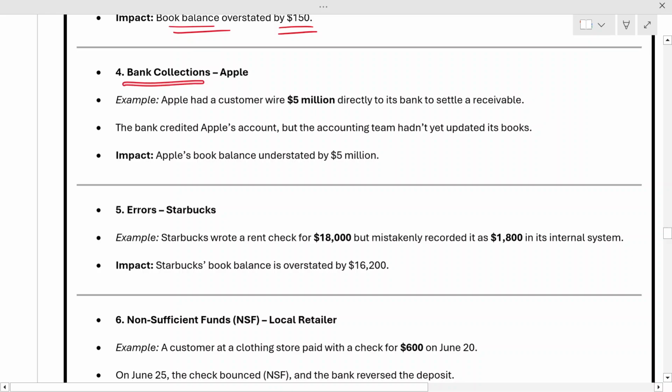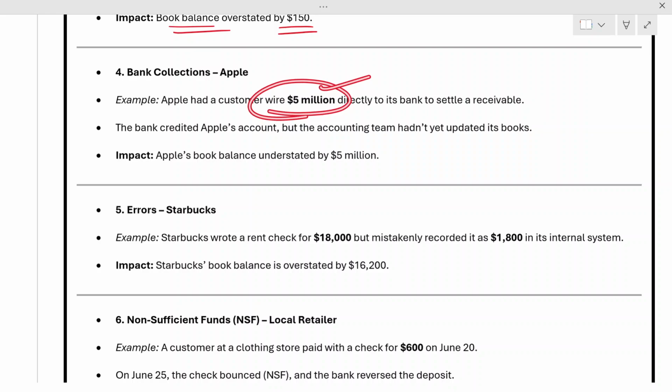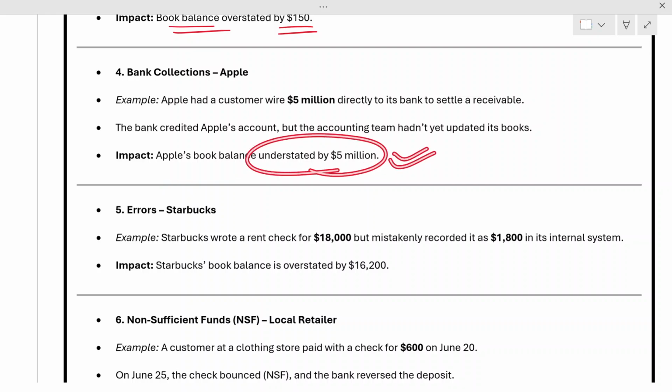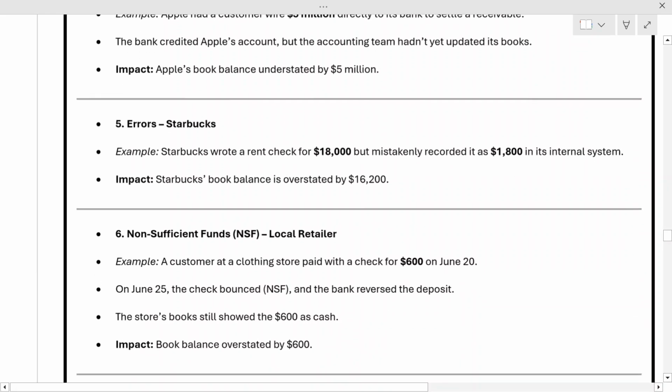Let's take the bank collection cases. So Apple has a customer wire $5 million directly to its bank to settle a receivable. Now this customer has directly paid to the bank. Does the company know about it in their books of accounts? So the bank credited Apple's account, but the accounting team hadn't yet updated its books of accounts, right? What will happen? Apple's book balance will be understated by 5 million, because Apple needs to update that they have received this 5 million in their bank. So this is the fourth case, bank collections, and these are examples where there may be timing differences and other things as well.